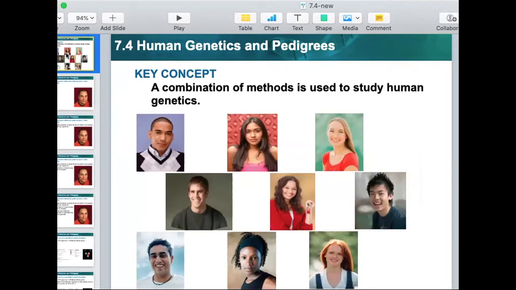Okay, so we're on 7.4. Let's get 7.3. 7.4, human genetics and pedigrees.